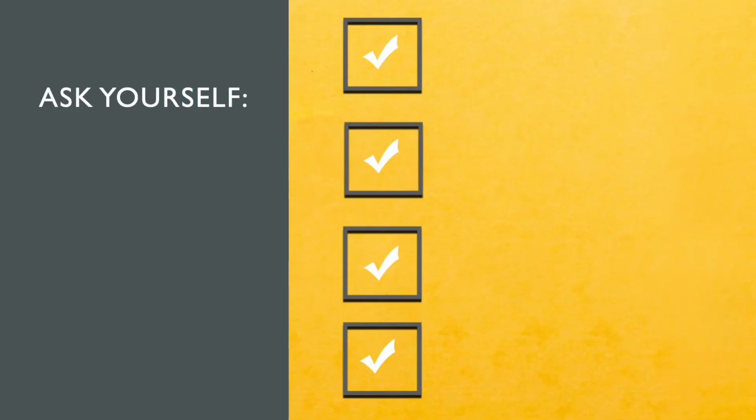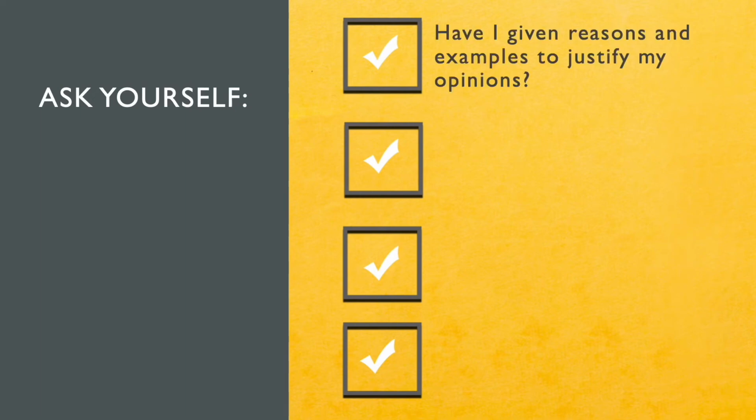Once again, it's time to see how well you did in this part of the test. So please, when you ask yourself these questions, focus on your performance, focus on you. Don't worry about what your partner did or didn't do. This is a self-assessment. So have I given reasons and examples to justify my opinions? This is a crucial skill at C1.